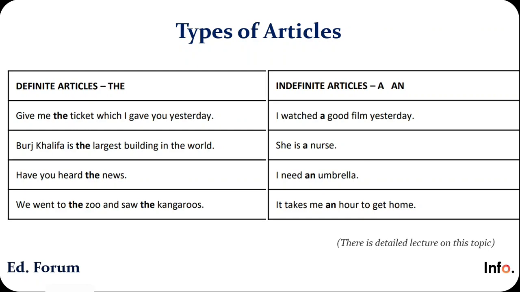शुरू में कौन सी आवाज आ रही है? Vowel sound की आवाज आ रही है, अलिफ की sound आ रही है. Umbrella. So that's called a vowel sound. So then we are putting an over here.